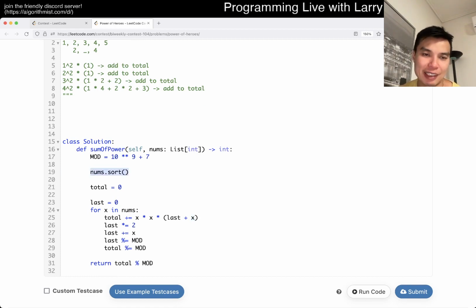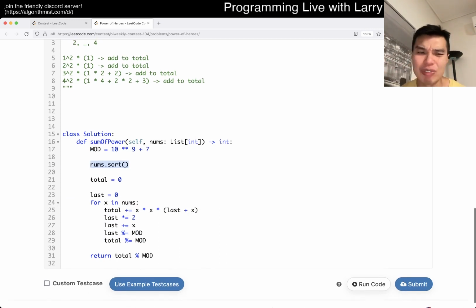One thing I skipped a little bit is sorting it. By sorting, you have the structure that you can abuse going from left to right, and of course just doing more mod stuff. This part is going to be linear time, but because it gets dominated by sorting, it's going to be n log n time and linear space because of the sorting.